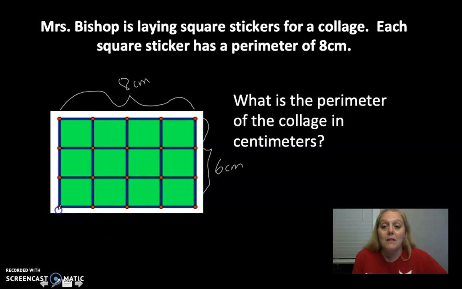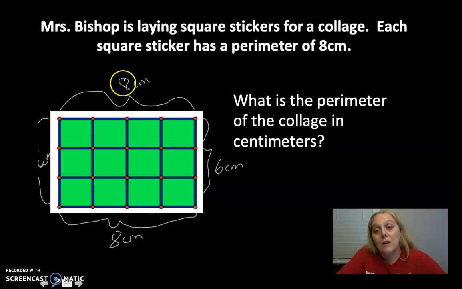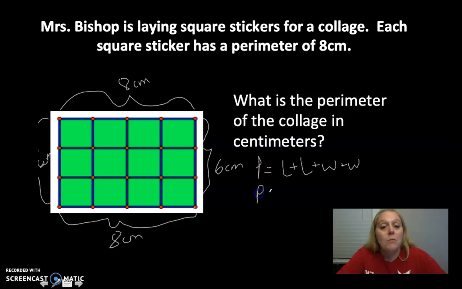So if this side is 8 centimeters, that means that this side is also 8 centimeters. And that also means that this side is 6 centimeters, since this side is 6 centimeters as well. So we have 8 centimeters on this side, 8 centimeters on this side, 6 centimeters on this side, and 6 centimeters on that side. We know that when we find our perimeter, we've got to add our length plus our width. So that means our perimeter is going to be 8 centimeters plus 8 centimeters plus 6 centimeters plus 6 centimeters.